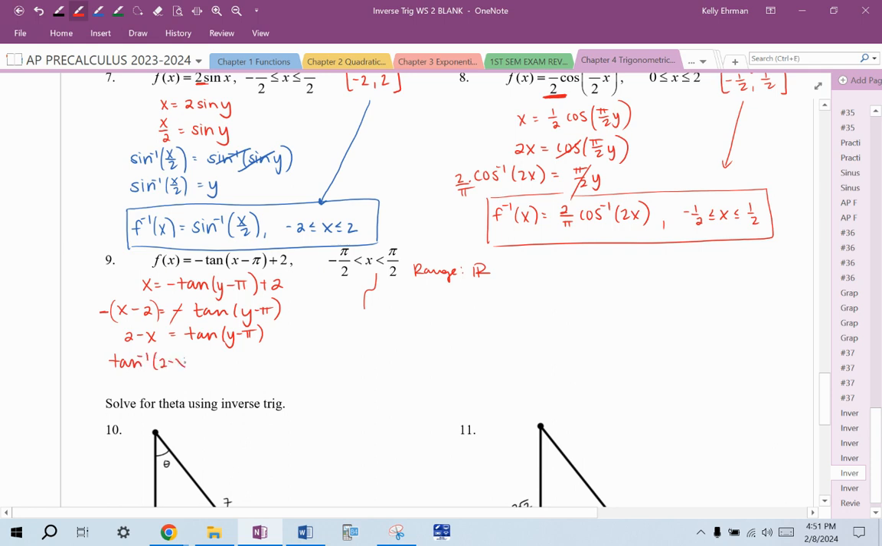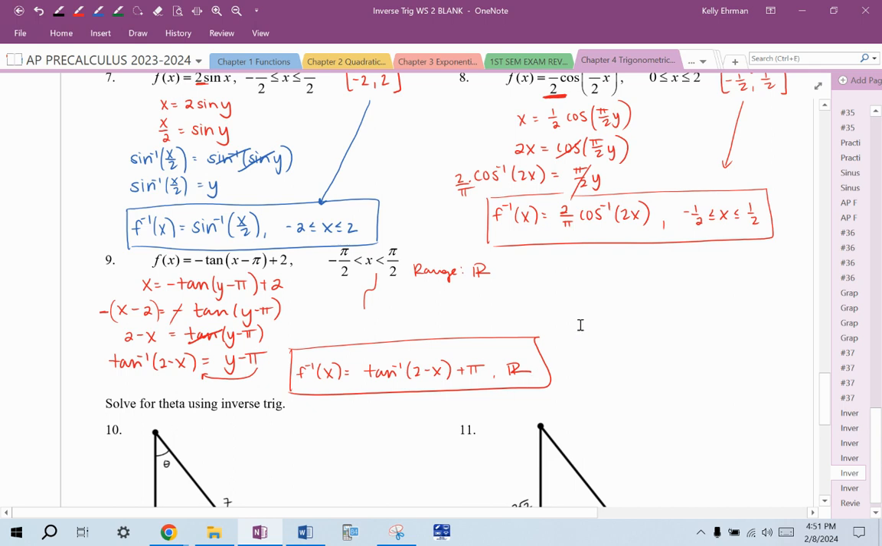So inverse tangent of 2 minus x, inverse tangent crosses that out. You're left with y minus pi over there. We're going to add pi to our final answer. So f inverse of x is equal to the inverse tangent of 2 minus x and then plus pi. Domain is all reals. I like to write that either way, but you wouldn't have to because that's not a restriction.